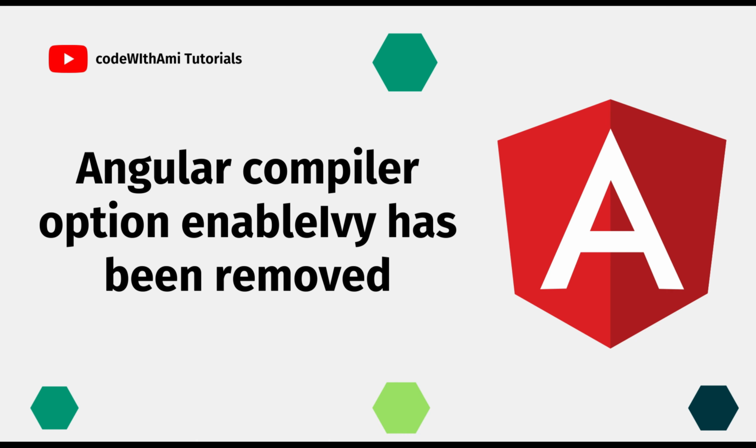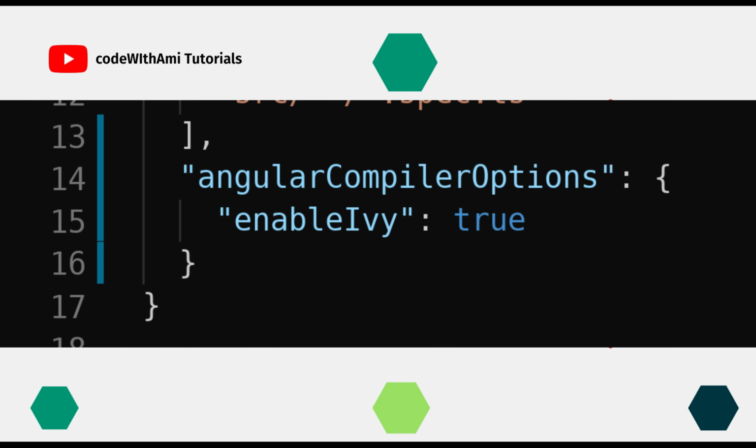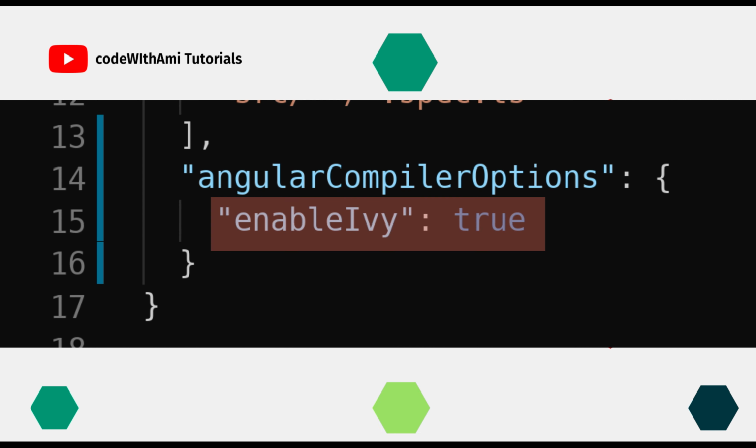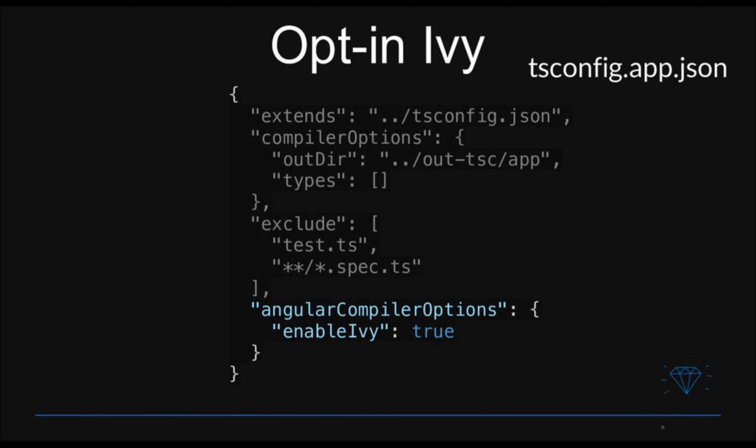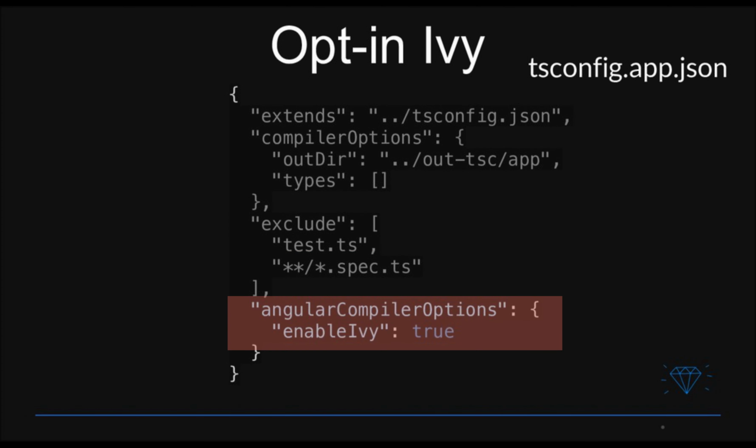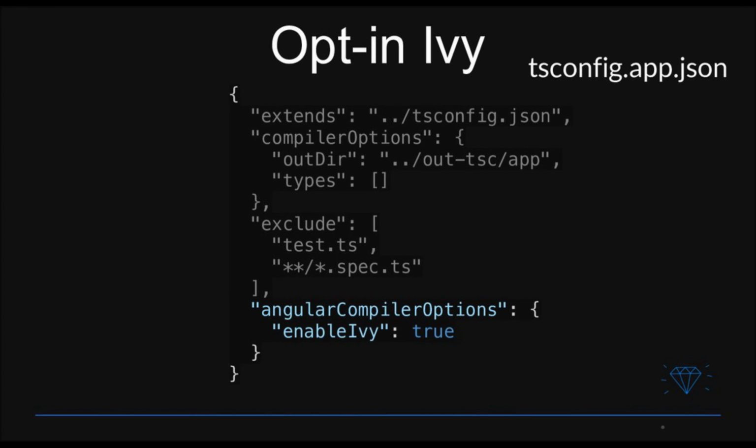Next thing is the Angular compiler option enableIvy has been removed. Ivy is Angular's only rendering engine now. So if you remember, in the previous releases like Angular 13, I used to do a lot. I used to open tsconfig.json, and there I used to add enableIvy as true or false based on my application status. But now the things are different. Ivy is going to be the default engine now.